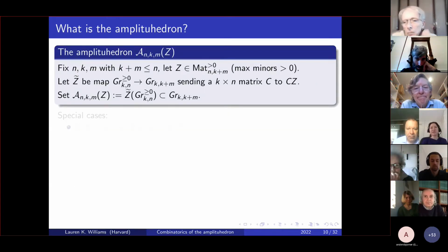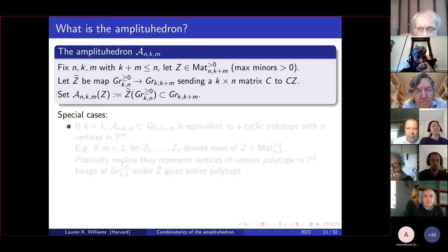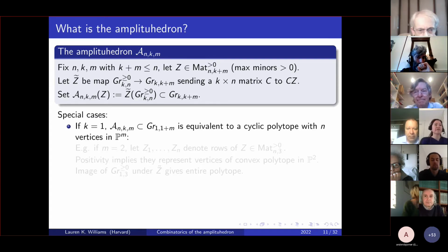Okay, so the block at the top is just a review of the definition of the amplituhedron. And now, since it may not be familiar to all of you, I'll just mention a few special cases. So if m is n minus k, then Z is just going to be a square invertible matrix, and so the amplituhedron just recovers the positive Grassmannian. That's sort of a boring special case, but it shows that in a sense it generalizes the positive Grassmannian. Another special case is if k is 1, then the amplituhedron lies in the Grassmannian of one-planes in 1 plus m space. In other words, it lies in projective space, and it is basically the same as a cyclic polytope with n vertices in projective space of dimension m.